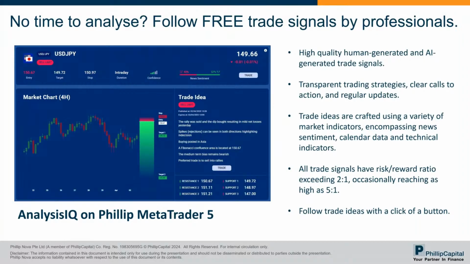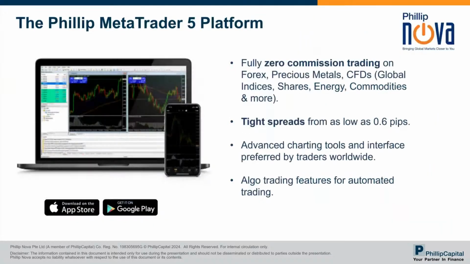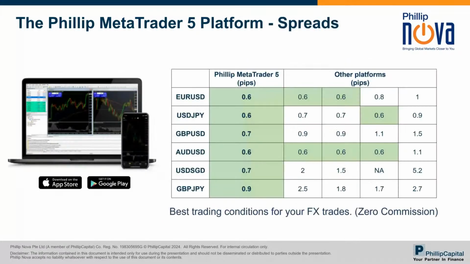Now let me introduce you to the platform that you are able to use to trade the markets. What I've been sharing with you is the Phillip MetaTrader 5 platform, which is a zero commission trading platform on all asset classes: forex, precious metals, and CFDs, including share CFDs. Our spreads are actually very tight. For those of you trading FX, we understand that spread is a huge factor in deciding the trading condition. If you want to choose a broker, you would want a broker that offers you a very tight spread.